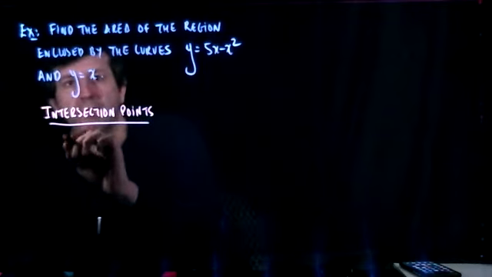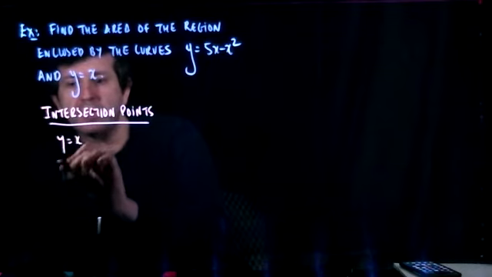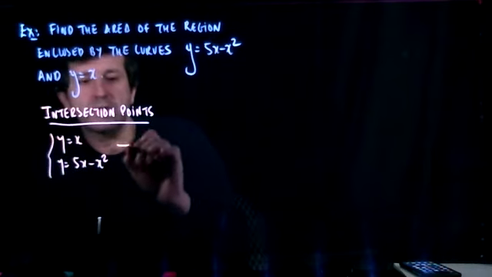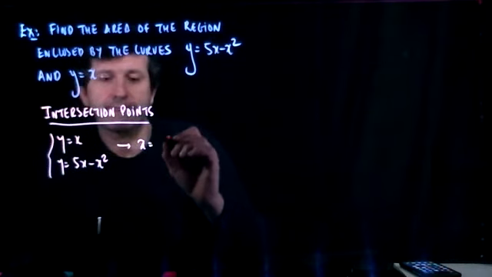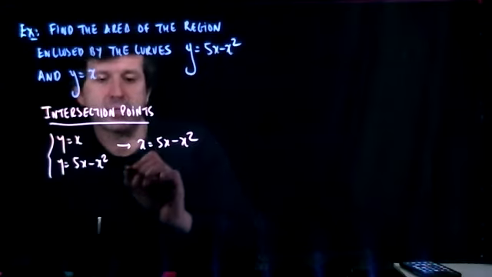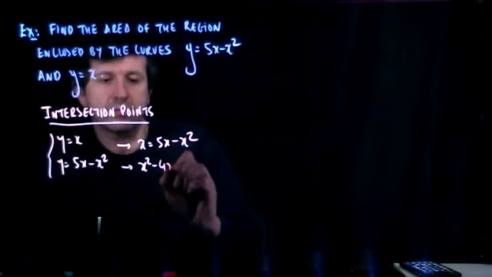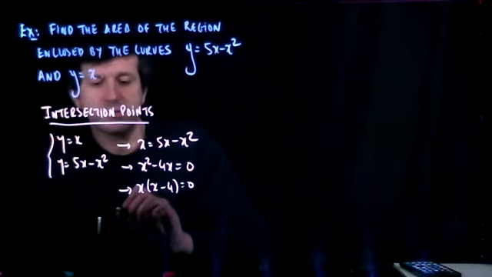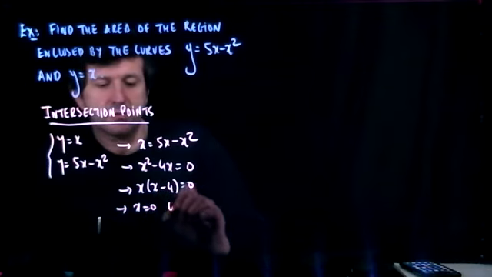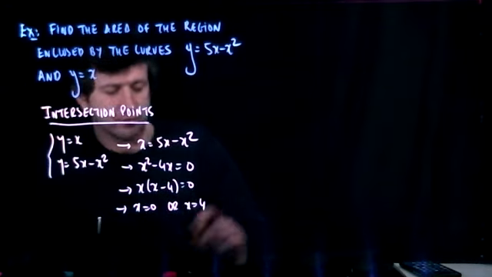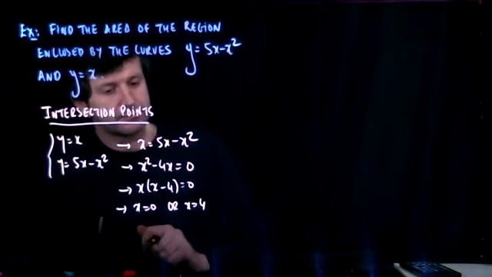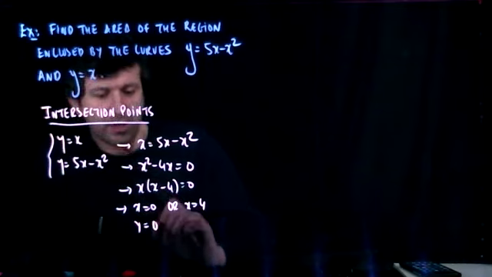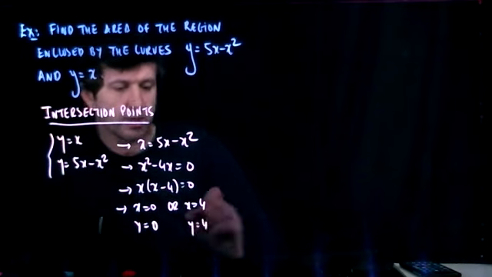So y equals x, and y equals 5x minus x^2. If I solve this, I get x is equal to 5x minus x^2, so x^2 minus 4x equals 0, x times (x minus 4) equals 0. So x is equal to 0 or x equals 4. Basic algebra here. If x is 0, since y equals x, then y is 0. And if x is 4, then y is 4 as well.